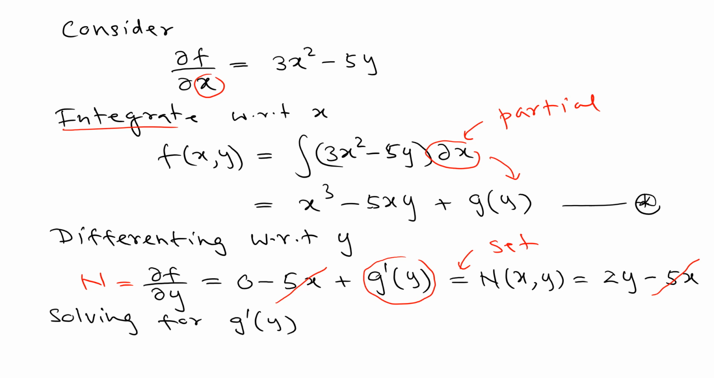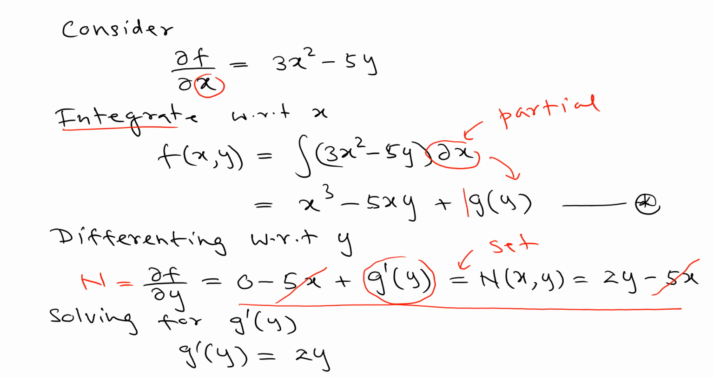So when you solve for g prime y, you can see clearly that g prime y equals 2y. That's the only thing you get from this equation. You can solve for g prime, and then what you do now is just integrate this one. If you integrate, you get g y, and then you substitute that into the star equation here. So you integrate and then substitute there. That's how we do it next. So let's do that.